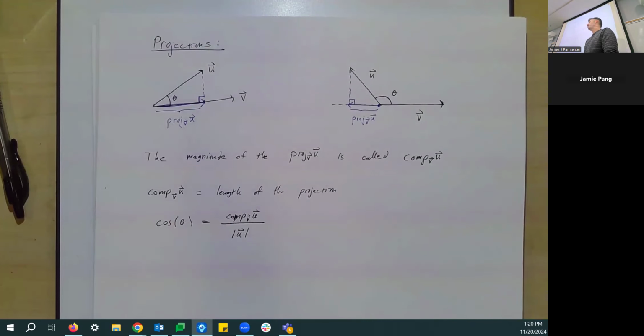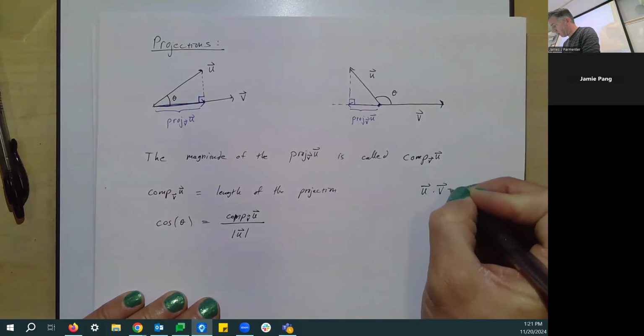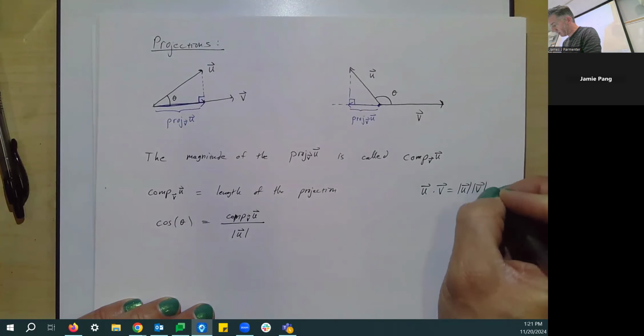Here's something I've noticed over the years. If you see a cosine and you're dealing with vectors, it means you probably need to make a dot product appear. So I know that the dot product of u and v, which you all know, is one way of thinking about that: the magnitude of u times the magnitude of v times cosine of theta.